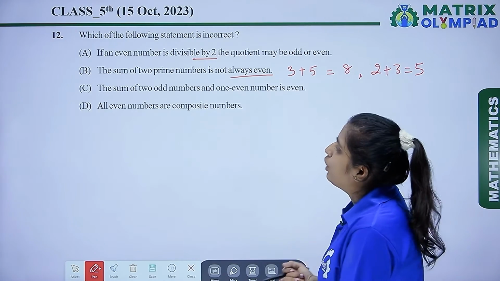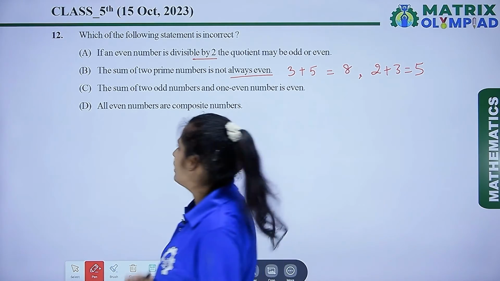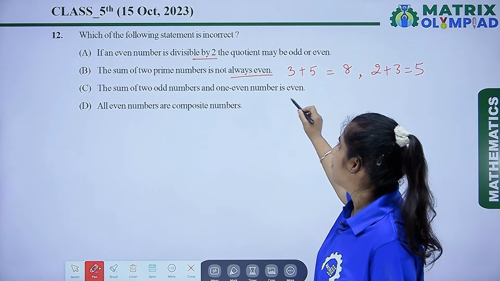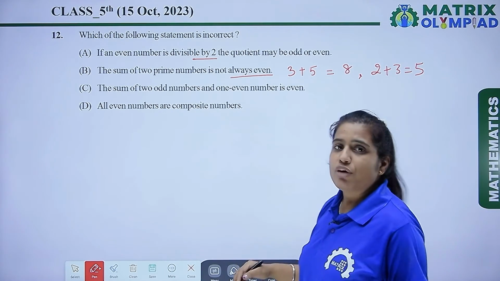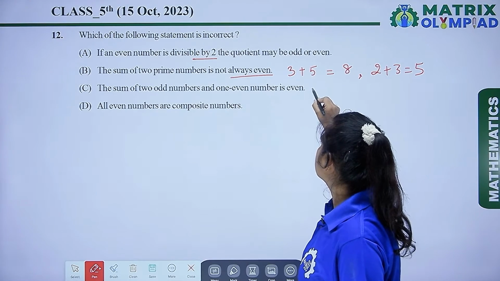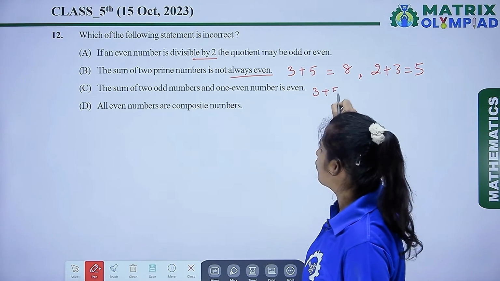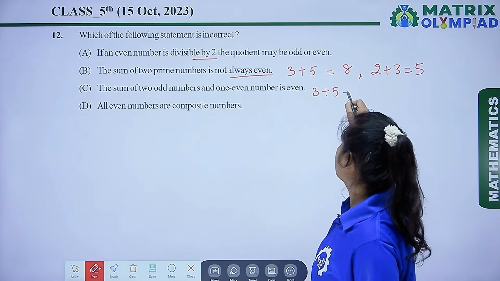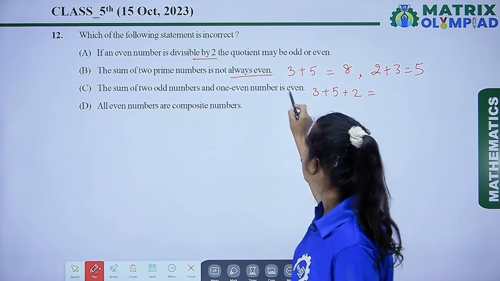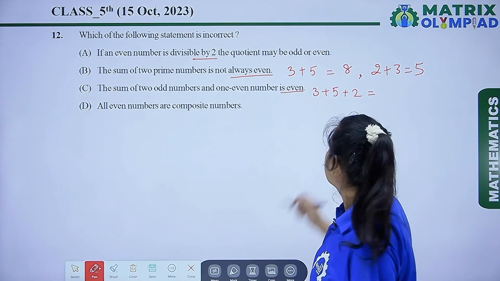Now the next, third statement is: the sum of two odd numbers and one even number is even. Sum of two odd numbers, let's take two odd numbers, that is 3 plus 5, और एक इवन नंबर ले लेते हैं, let's take 2. तो इनका जो सम होगा वो क्या होगा, एक इवन नंबर होगा. Let's calculate.